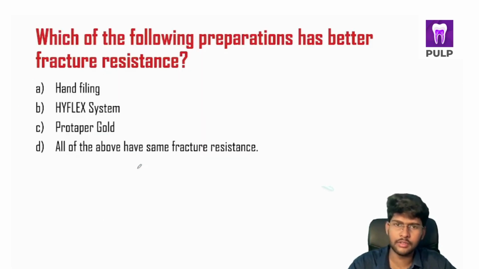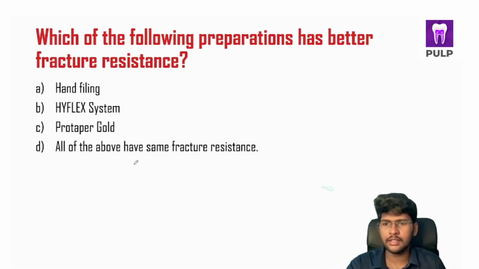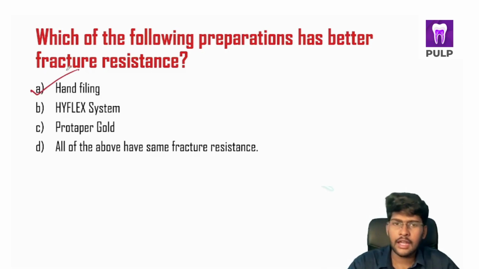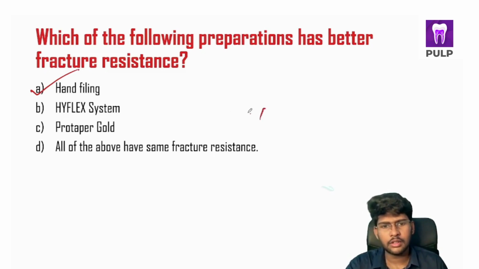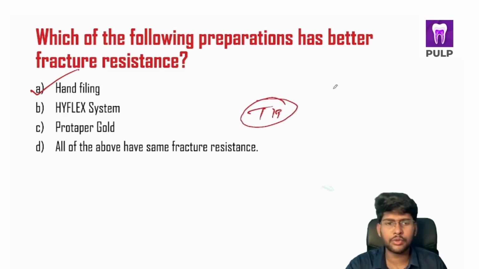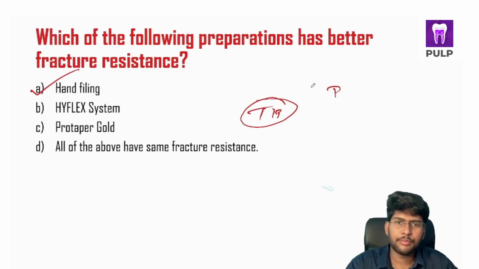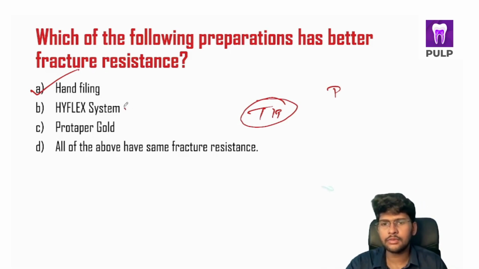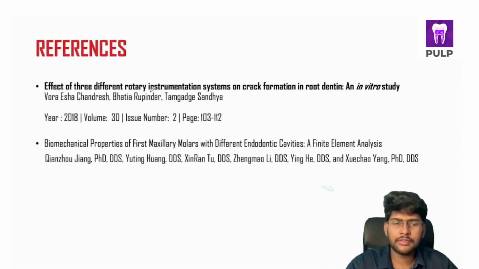So coming back to the question we need to answer today, which of the following preparations has better fracture resistance? I think with the discussion we can clearly say that the hand filing system has better fracture resistance because only a minimal amount of tooth structure is compromised or a minimal amount of dentin is removed and it has good fracture resistance. And to be frank, tip of the day is, among ProTaper Gold, ProTaper Universal and High Flex system, studies have proven that the High Flex system has better fracture resistance. Here I have the references.